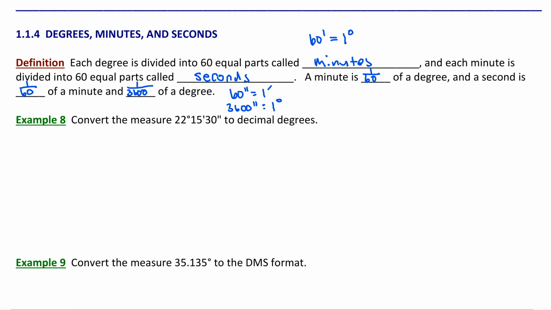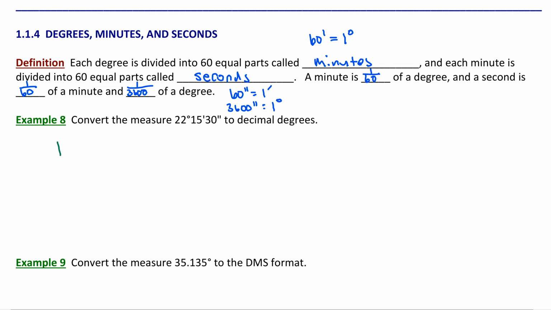Now, in this section, I am going to show you how to do this with your graphing calculator, so you'll want to have that nearby and handy when we get ready to check our answers. So in example 8, we want to convert the measurement 22 degrees, 15 minutes, and 30 seconds to decimal degrees. That is, I want to figure out what fraction or what decimal degrees are represented by 15 minutes and 30 seconds. So we're going to use a simple conversion factor or dimensional analysis to make this conversion.